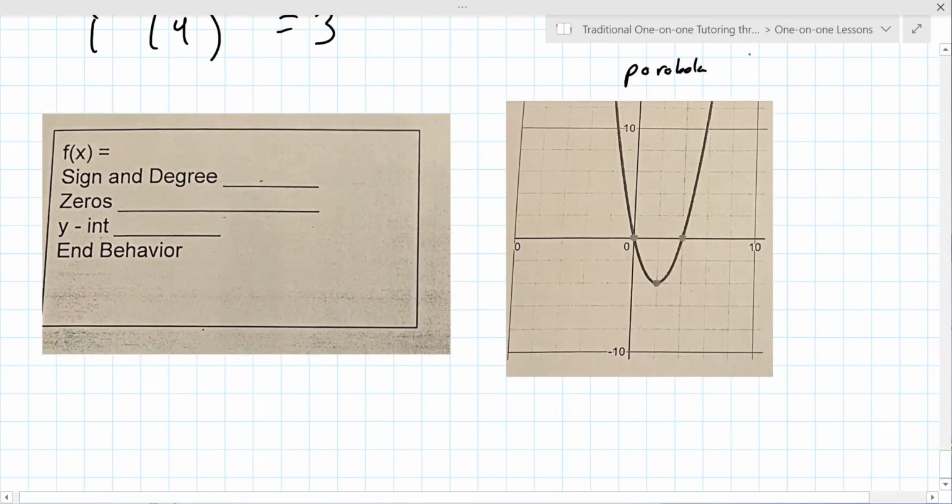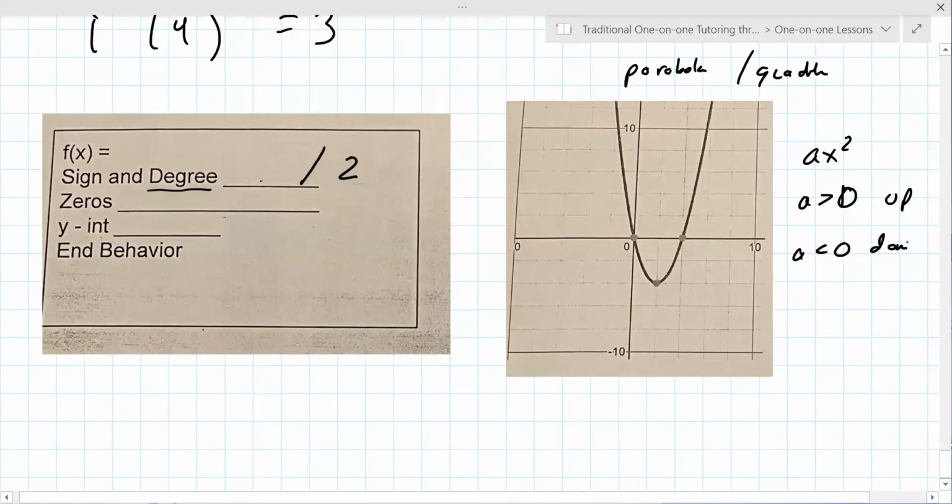Okay. Now, the sign and degree, I think you know, it's basically asking for the exponent power. What is the power of this? X to what power for a quadratic? X squared. Yeah, so that's this part. So I'm going to put a slash here 2. Now, is this opening up or down? Up. Okay. So when A is positive, it opens up. When A is negative, it opens down. So that's the sign. It's positive.